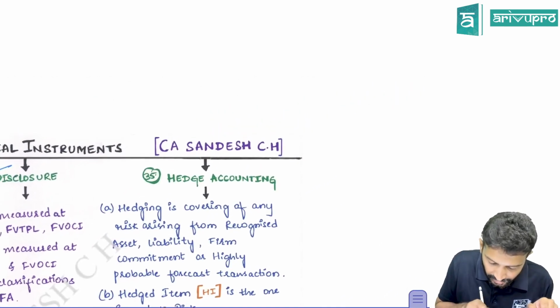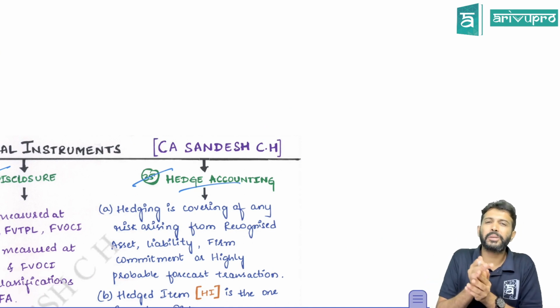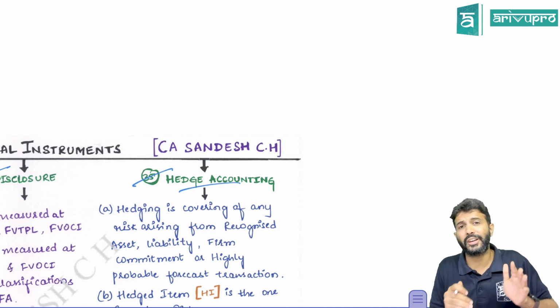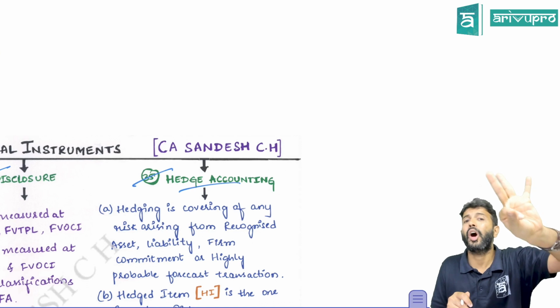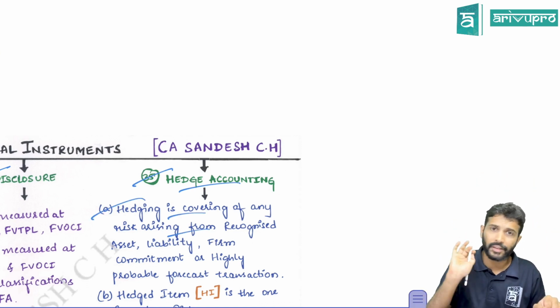All right. Then we lastly looked at hedge accounting. Hedge accounting means it's an activity. Hedging means it's an activity done to cover the risk. The risk could come from a recognized financial asset, or from a recognized financial liability, or from a highly probable forecast transaction, or from a firm commitment. So you can do a hedging activity from any of these.